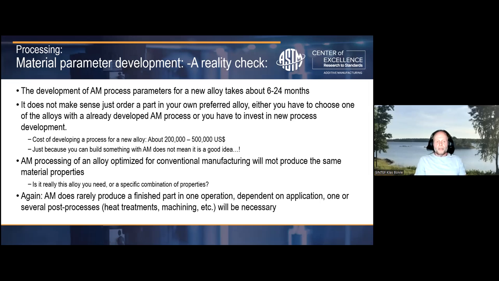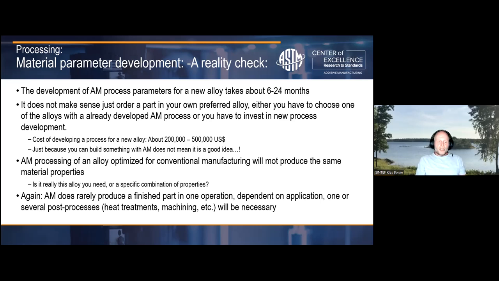Just because you can build something with AM in a material doesn't necessarily mean it's a good idea. Think: what are the benefits and why should I use this material? Could you use some other, for example? Sometimes, as in the bracket I showed you, the one from Airbus, the topology optimized bracket, they realized it was a much better deal to build it in titanium than to do it in aluminum, even if aluminum was available, but it didn't save that much by using aluminum.